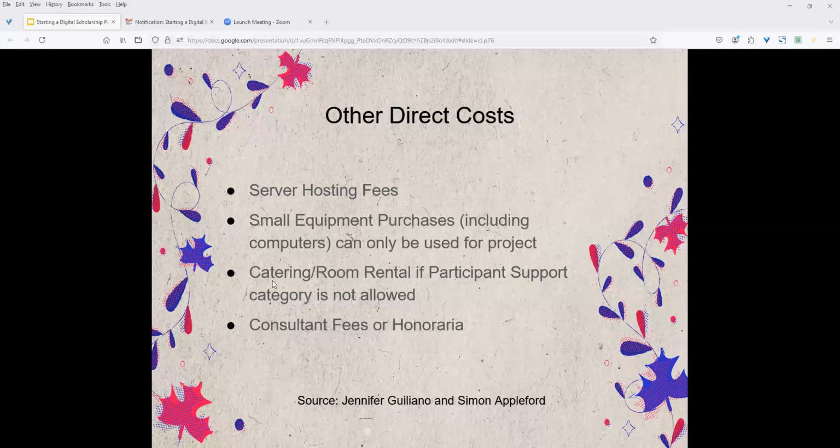You have catering or room rentals, if participant support categories are not allowed. You have consultant fees or honoraria. If you want to bring someone in to talk about your project, they may need an honorarium. So where's that money going to come from?